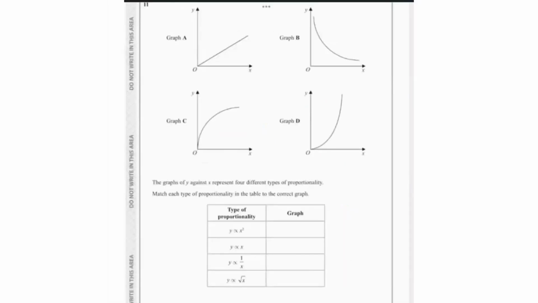Question 11 says the graphs of 4 different types of proportionality. Match each type of proportionality in the table to the correct graph. So graph A shows that as x is increasing, y is also increasing, which is basically direct proportion. So in direct proportion, y is directly proportional to x, which is the second option. So this is A. Then in graph B, we can see that as x increases, y decreases, which means it's inverse proportion.